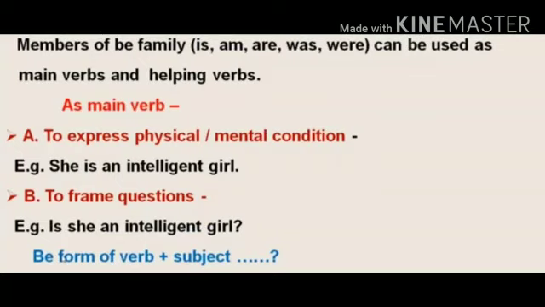One more important thing about these verbs is they can be used not only as helping verbs but also as main verbs in sentences to express physical and mental conditions, like, she is an intelligent girl. In this sentence, the word intelligent shows the mental condition of the girl, and the verb is used here as a main verb. These verbs are also used to frame questions, like, is she an intelligent girl? Always remember, students, that in an interrogative sentence, the helping verb is always used before the subject given in the sentence.